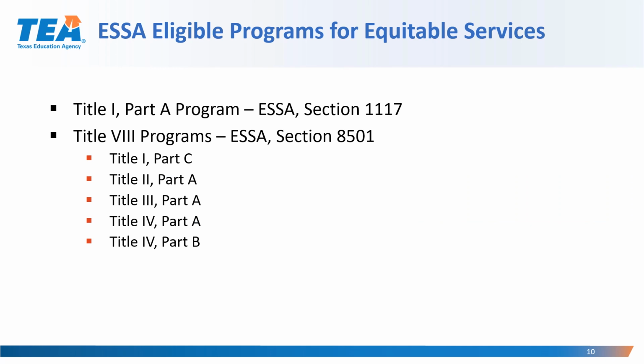The PNP 101 Basics. The ESSA eligible programs for equitable services include Title I Part A programs, which falls under ESSA Section 1117, and the Title VIII programs are under ESSA Section 8501, and those programs include Title I Part C, Title II Part A, Title III Part A, Title IV Part A, and Title IV Part B.